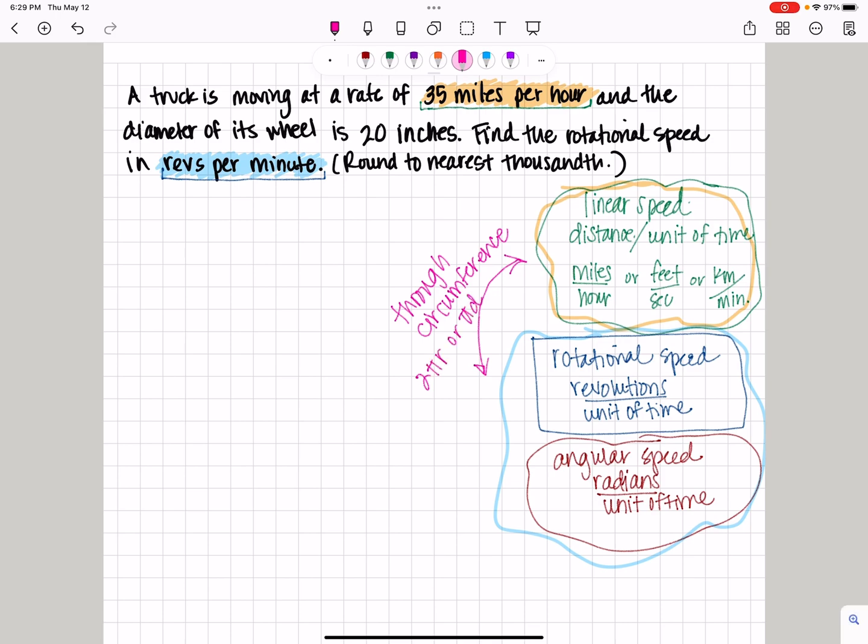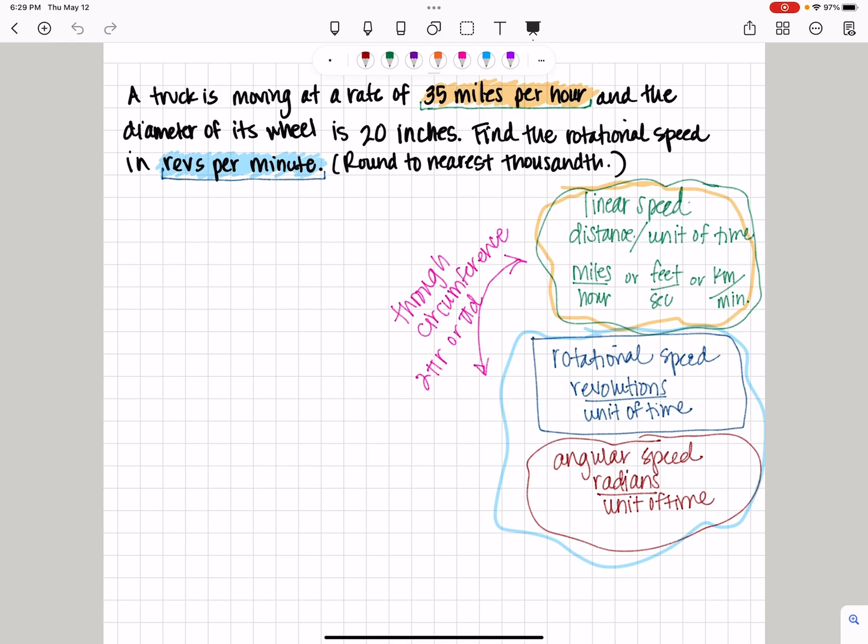Okay. Now, if I'm going from rotational speed to angular speed, I don't have to go through circumference. Angular speed to rotational, rotational to angular, don't have to worry about the circumference. But as soon as I put that linear speed in the mix, if I'm going from linear speed to either one, rotational or angular, I have to go through the circumference. If I'm going from either one of these back to linear speed, I have to go through the circumference.